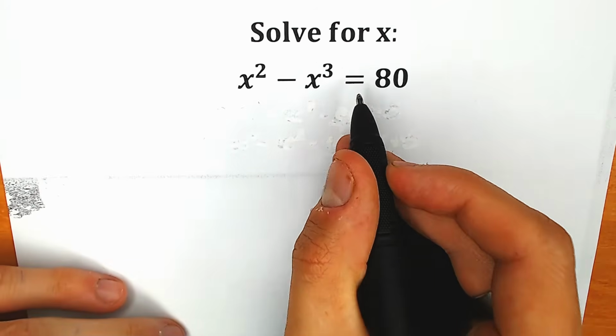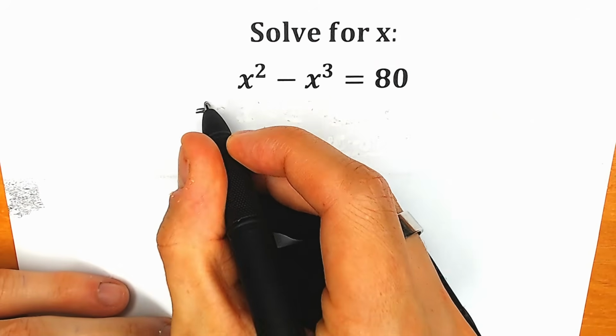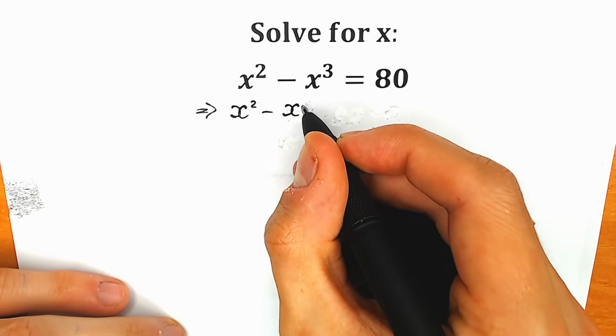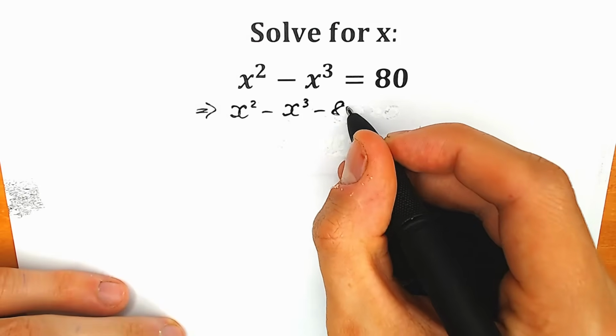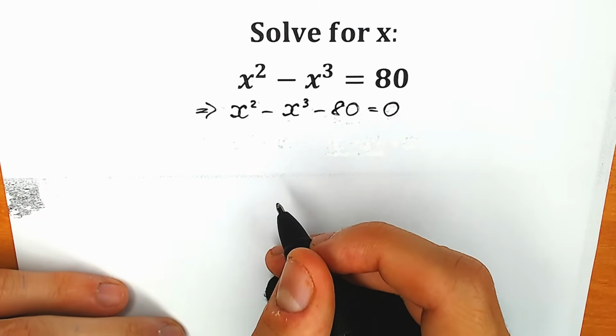So first of all, I want to subtract this 80, so I want to write this 80 on the left side. So let's do it, let's start with that. As a result we have x squared minus x cubed minus 80 equal to 0. I hope you understand this first step.